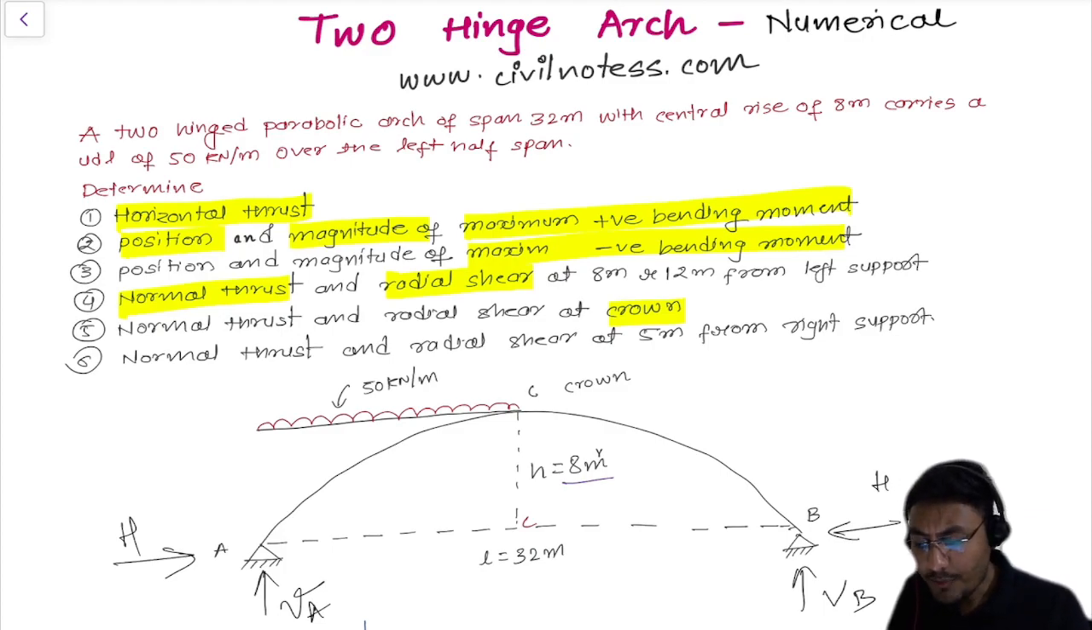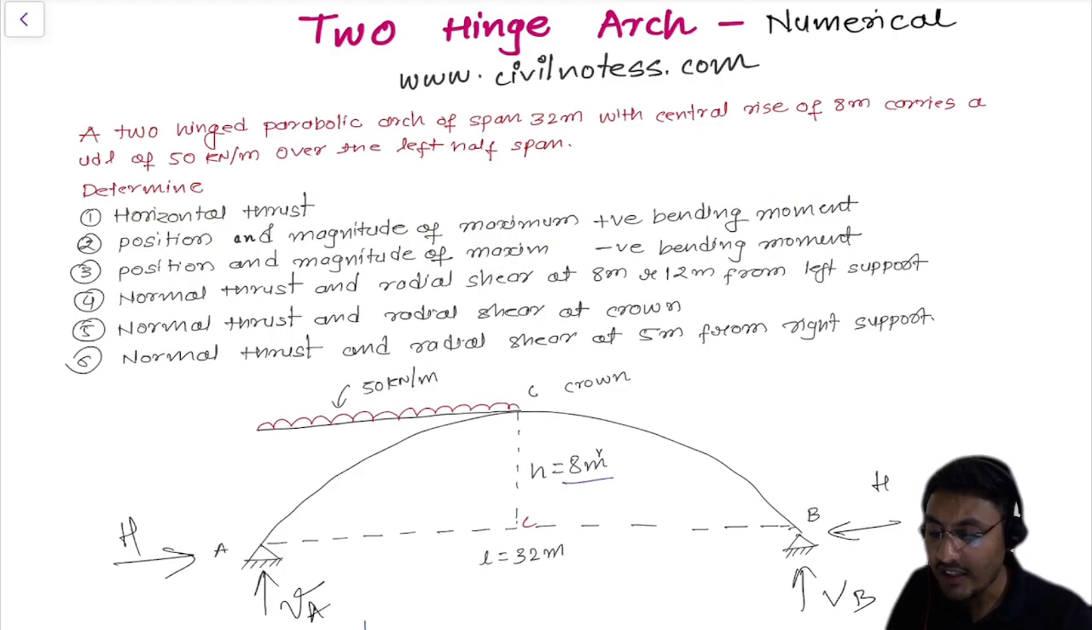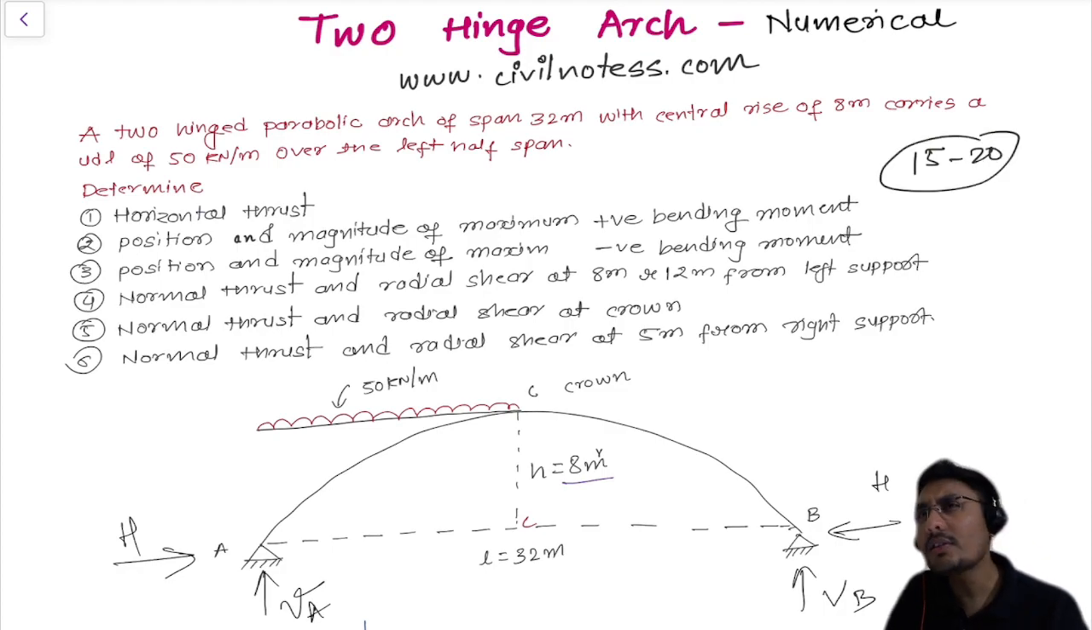So this numerical consists of different types of questions, right? And in your examinations you may find this kind of question for around 10 to 20 marks. So this is a very important numerical for all of you, so you need to watch this video till the end.